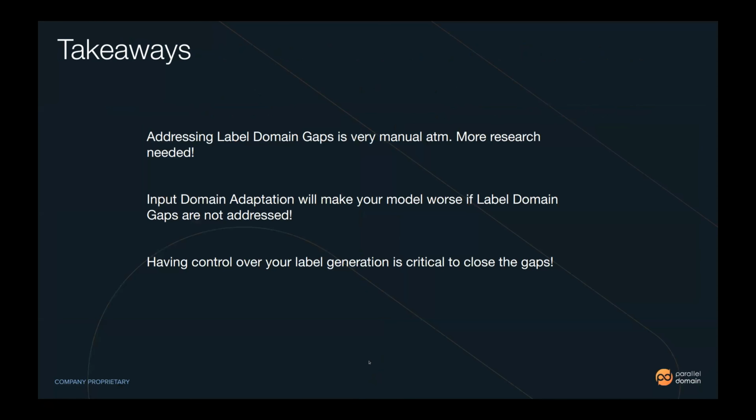So yeah, the three takeaways I want you to have from this presentation: first, addressing those label domain gaps is a very manual process at the moment. So you need to understand how things are labeled in your real data set, and how to align this with the other data set you have. You likely run into the same problem as I mentioned before if you just have two data sets from different label providers, but especially with synthetic data where you have perfect labels, you really want to think about how to mess those labels up to look similar to your real labels.